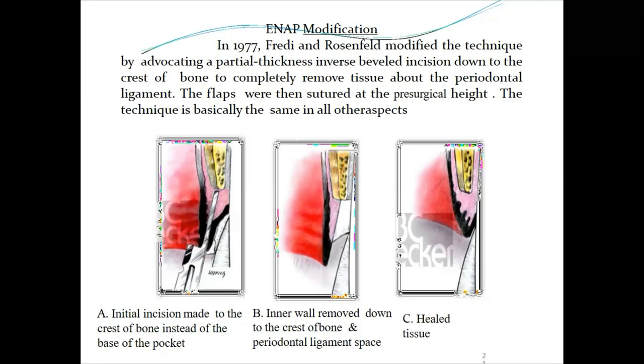So as you can appreciate in the picture, there is an initial incision targeting the crest of the bone. In case of INAP, we basically go till the base of the pocket. Here you are going till the crest of the bone and you are giving an inverse bevel incision. Then you are removing the entire inner wall to the crest of the bone and periodontal spaces. And as you can appreciate in the third picture, this is your heel tissue.